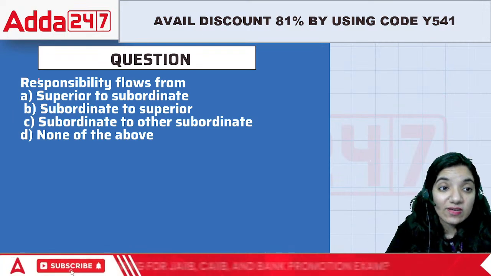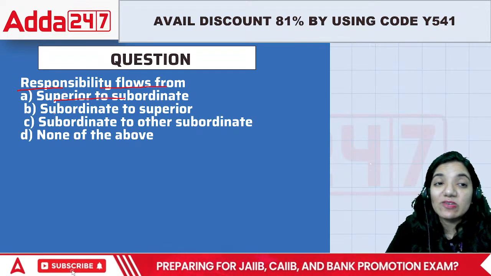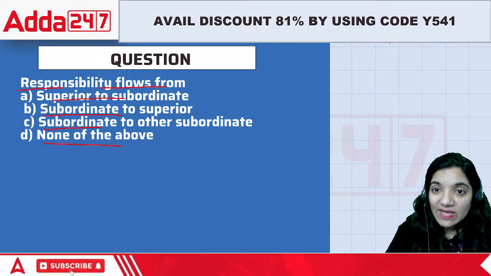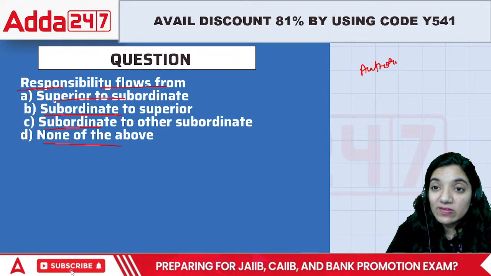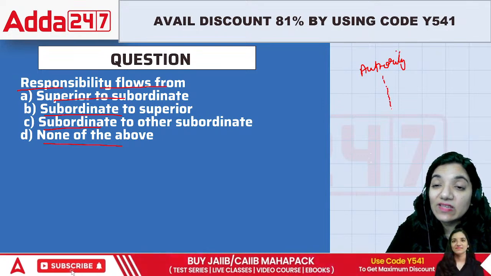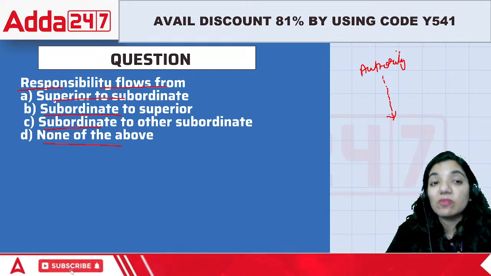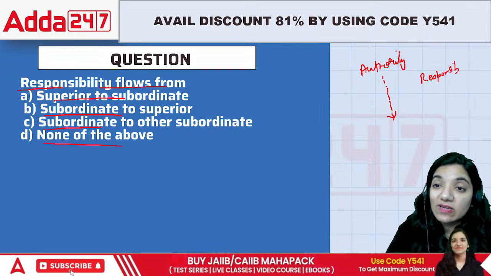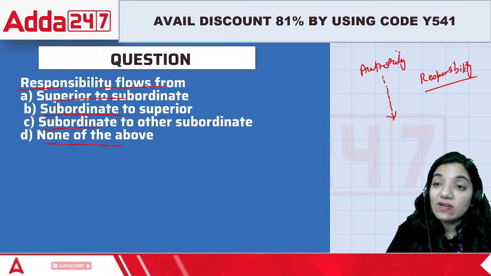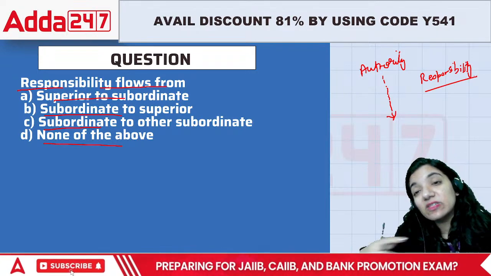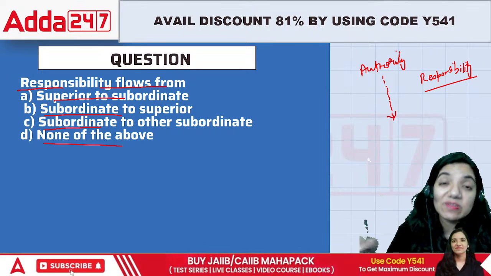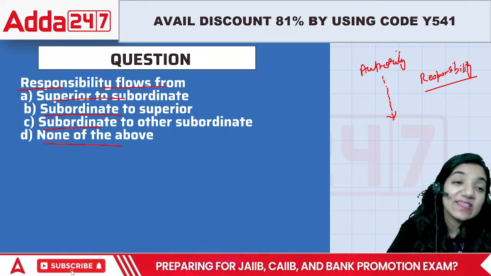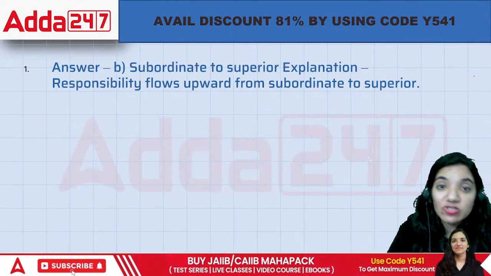Next question. Responsibility flows from superior to subordinate, subordinate to superior, subordinate to other subordinate, or none of the above. See, authority is basically the power to command over others. It follows from top to bottom, highest at the top and the lowest at the bottom. That is what we talk about authority. So what happens with responsibility which is attached with authority? Does it move in the same direction? Is in terms of authority just the same way responsibility is also pushing downwards? It is basically upwards. The subordinate will be forced to be responsible towards his senior. So in this case, this is the area which goes upwards.